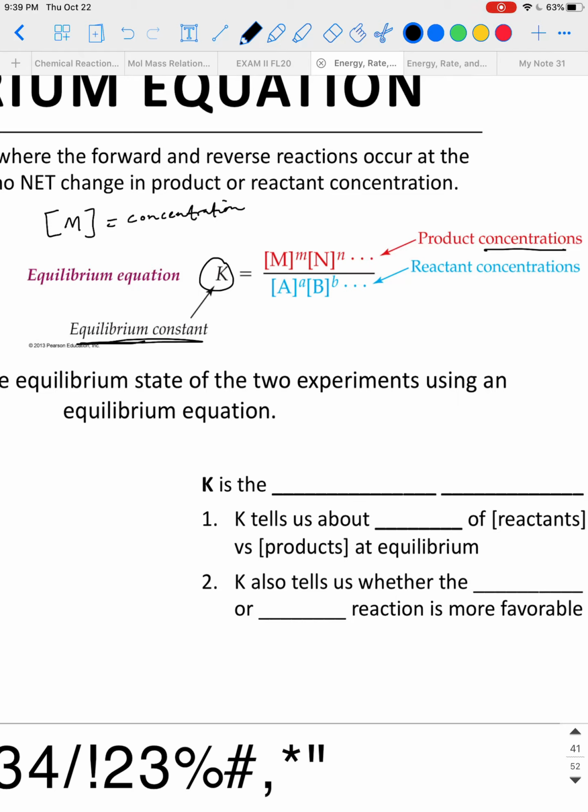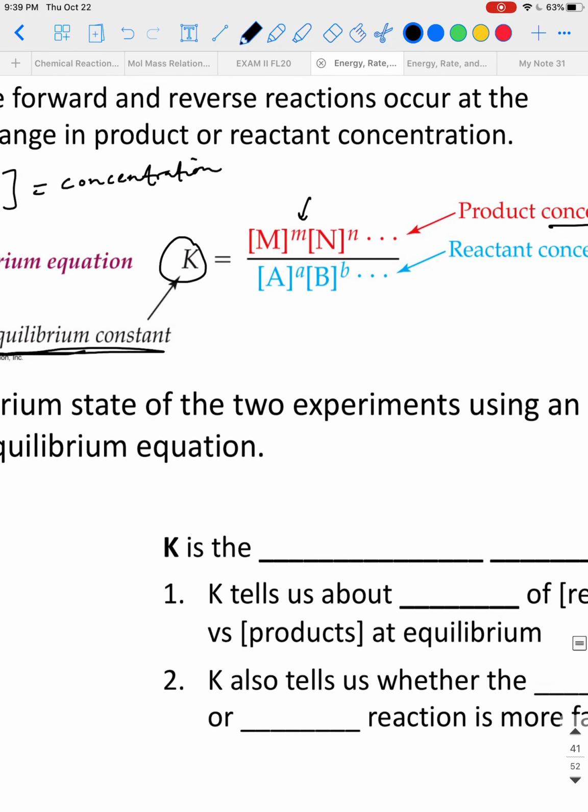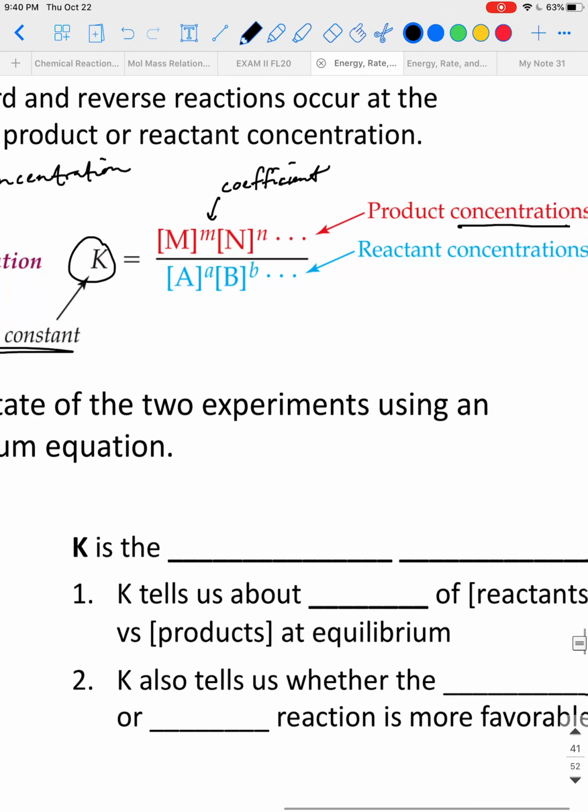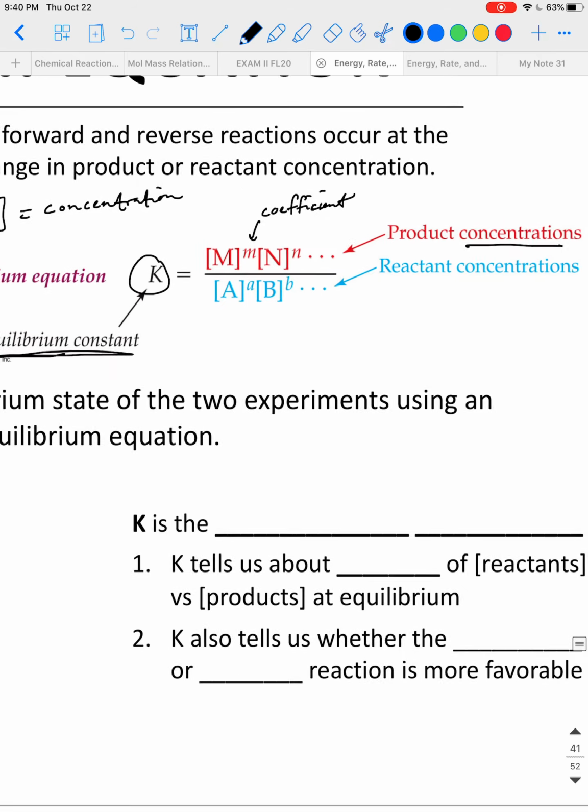Back to the equation though. K, the equilibrium constant, equals the concentration of the products, and they're each raised to the power of, or you plug in as an exponent, the coefficient. That is the lowercase m and n. Then on the bottom, you plug in the reactant concentrations. They as well are raised to the power of their coefficient.